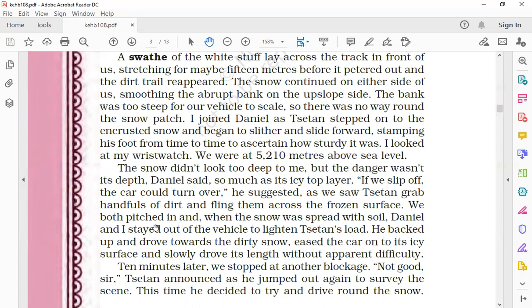He said, if we slip off, the car could turn over. He suggested as we saw Sitan grab handfuls of dirt and fling them across the frozen surface. So Daniel told the author that the car could slip, it could turn over if they were not careful at the time. And the author saw Sitan grabbing some handfuls of dirt and then flinging them across the frozen surface. So author ne kya dekha ki Sitan ne apne haathon mein mitti utha liye and he was just spreading the dirt over the icy surface.